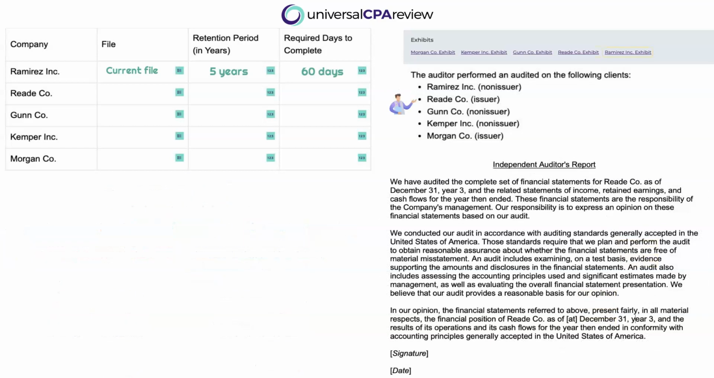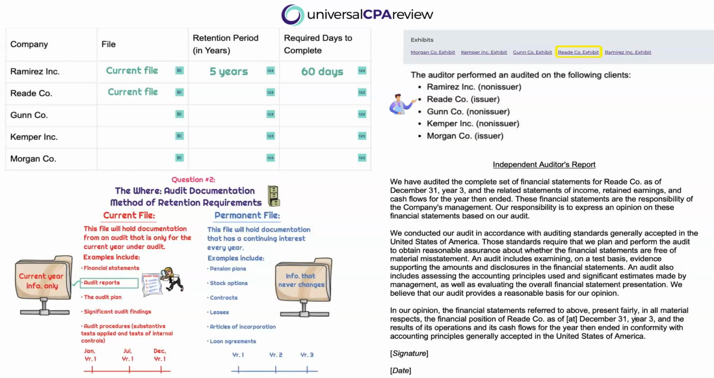Okay, what information do we have for Reed Co.? We know that Reed Co. is an issuer, and we know that the Reed Co. exhibit gives us an audit report. All right, so this is the independent audit report for the financial statements of Reed Co. for year 3. Okay, so this is the report for the current year. If we were to document this, where would it go? Well, this would be current year information, right? Because it has to do with the current year report. Okay, so it's going in the current file.